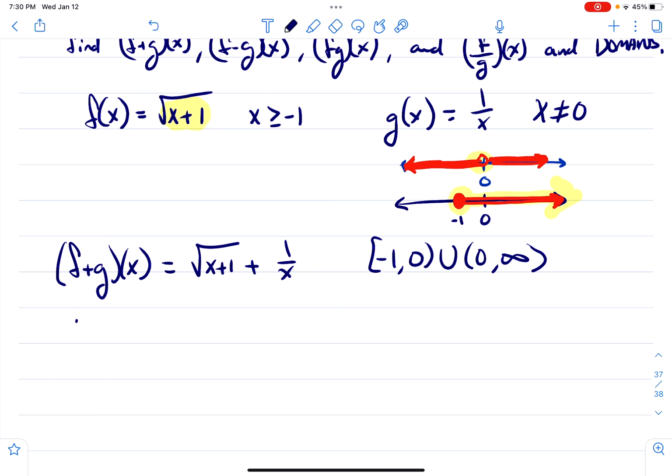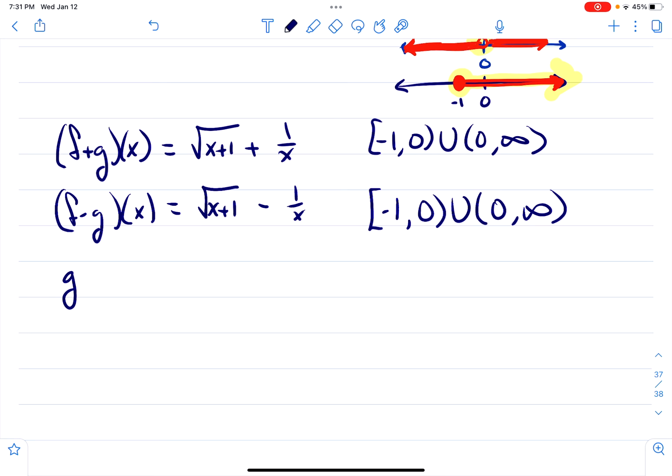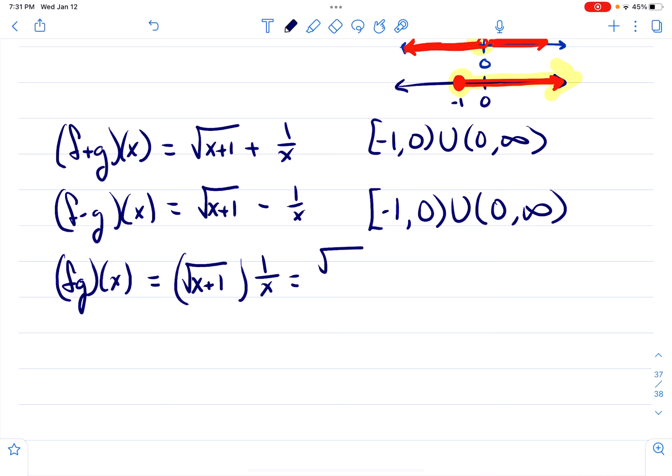All right, let's keep going. So f minus g of x is equal to, this is easy, square root of x plus 1 minus 1 over x. The domain is negative 1 to 0, not including 0, along with 0 to positive infinity. F times g of x is equal to square root of x plus 1 times 1 over x, and that simplifies to the square root of x plus 1 all over x. But that doesn't change anything. The domain is still the same: negative 1 to 0, not including 0, all the way from 0 to positive infinity.